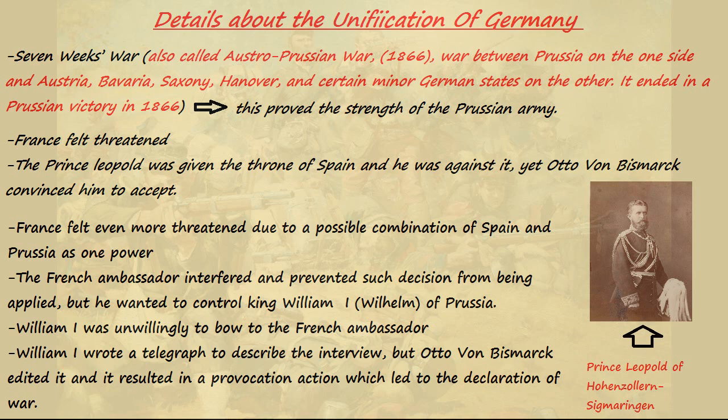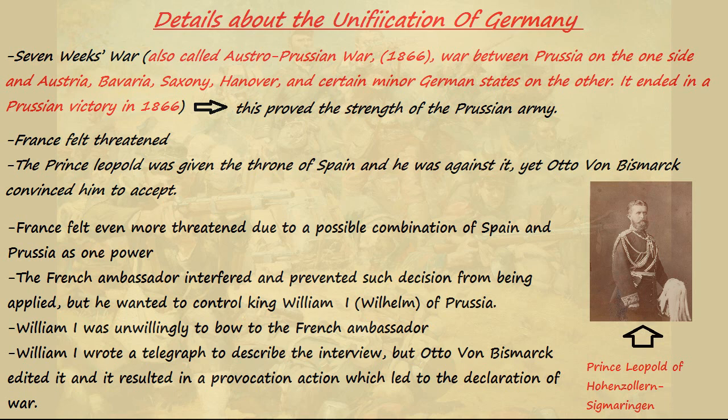So the French ambassador interfered and prevented such a decision, and he wanted to control King William I. I mean, Wilhelm. We can call him William I in English. He was the king of Prussia back then. William was unwilling to bow to the French ambassador. He didn't want to submit to France because that was a kind of humiliation, right? Then what did he do? He refused what the ambassador said. So the offer was rejected, but the king of Prussia wrote a telegraph to describe the interview. But Bismarck edited that telegraph, and it resulted in provocation, which led to the declaration of war.